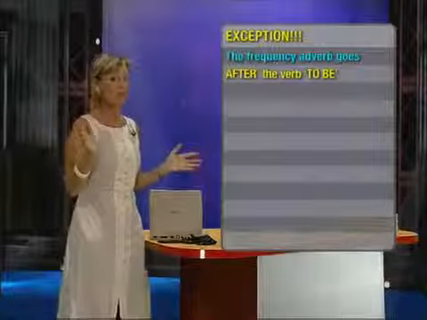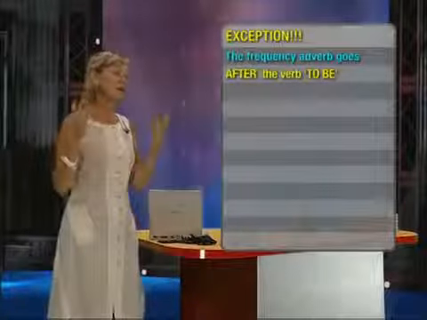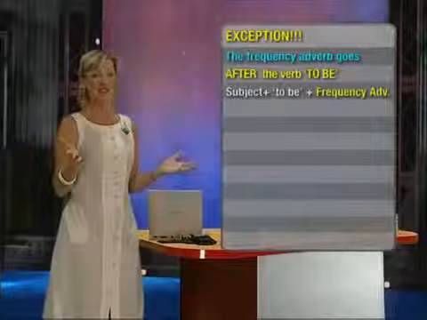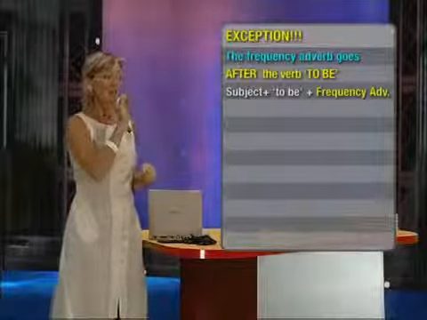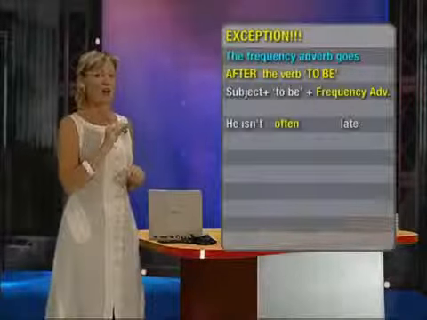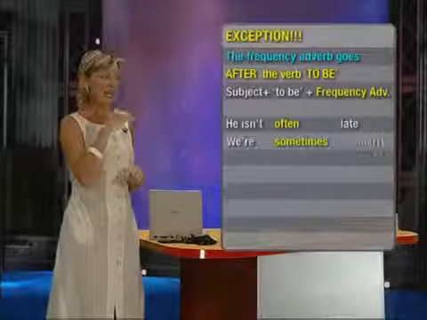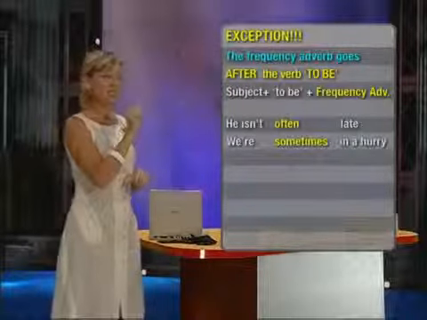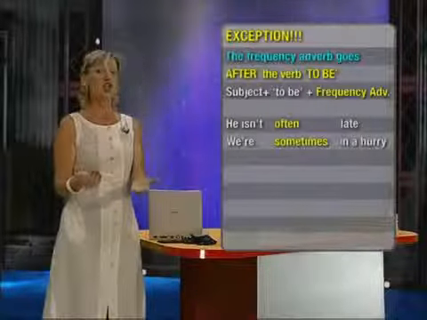And what is the exception? The exception is the verb to be. The verb to be is always an exception in English. Let's see how that works. Look at the example. He isn't often late. We're sometimes in a hurry. You see the position. The position of the frequency adverb is after the verb to be, not before.